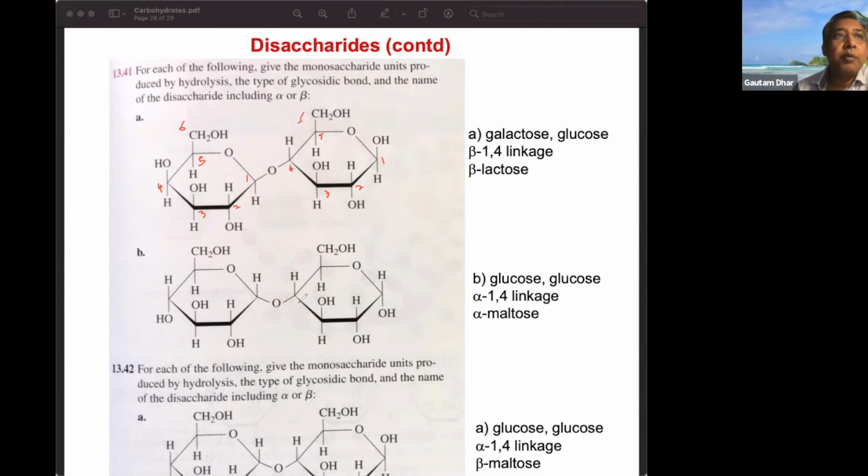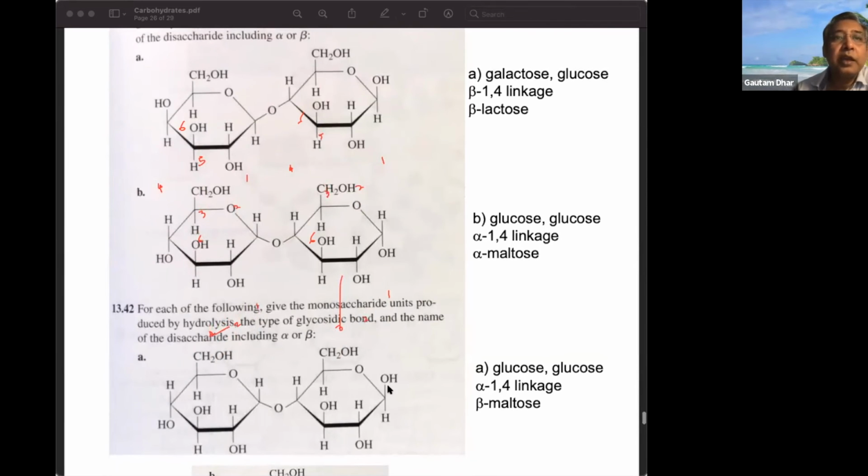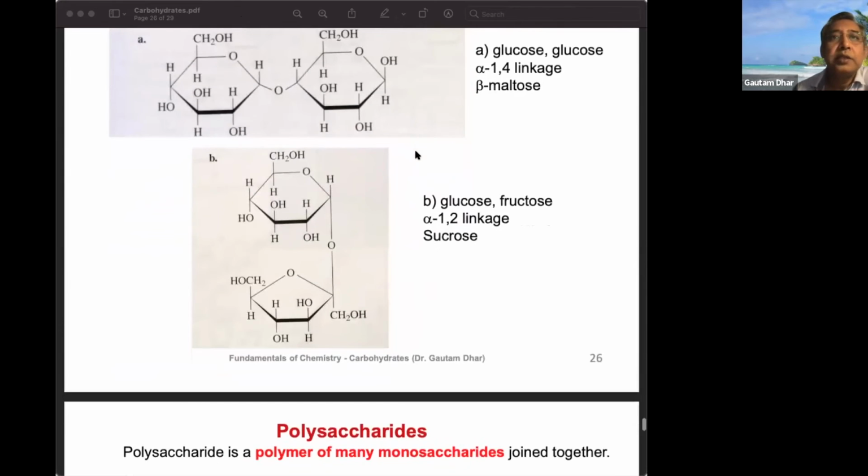For this one, again, you go 1, 2, and so on. I'm not writing the rest. So here you go 1, 2, 3. So this is carbon number 6 here. For this one, again, 1, 2, 3, 4. These are all hexoses, so no problem. I'm not going to ask you which unit, so don't bother about that one, but I'm going to ask you what kind of linkage and what kind of product.